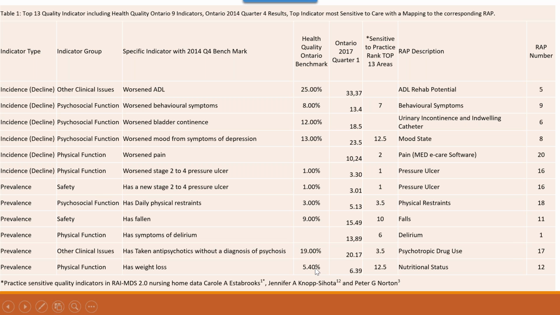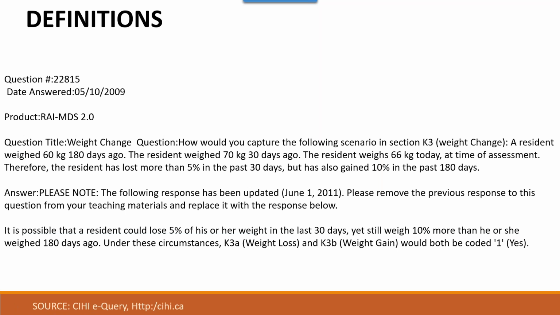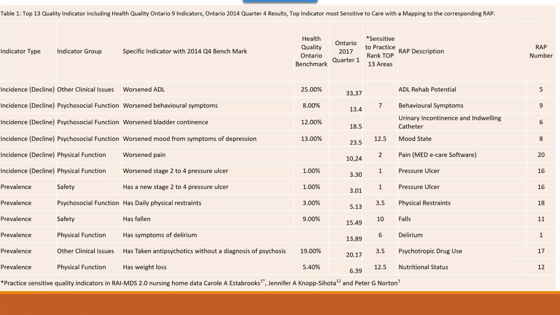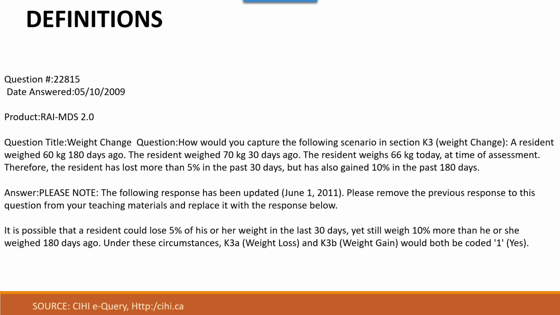Health Quality Ontario is looking for about 5% as the goal. Ontario's most recent average that was published was 6.4%. That was the provincial average, so you can use that to compare where you are relative to the gold standard and where you are relative to the CIHI current average. Notice it's also one of the Esterbrook 13 areas in which nursing practice can influence the functional outcome of an individual. And you can also see that weight loss is going to show up in a RAP, and it's going to show up in RAP number 12, which is called nutritional status. So there isn't a RAP called weight loss, but there is a RAP called nutritional status, of which weight loss is one of the risk factors.